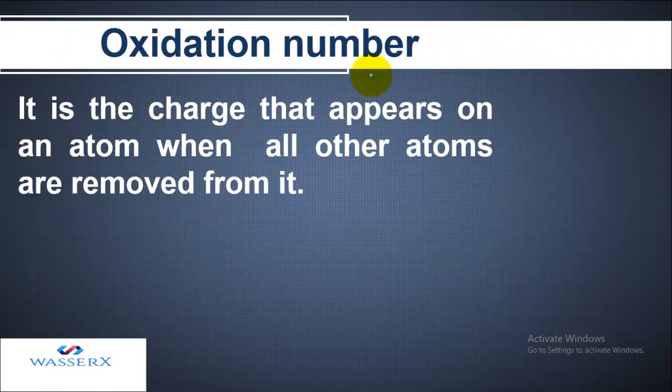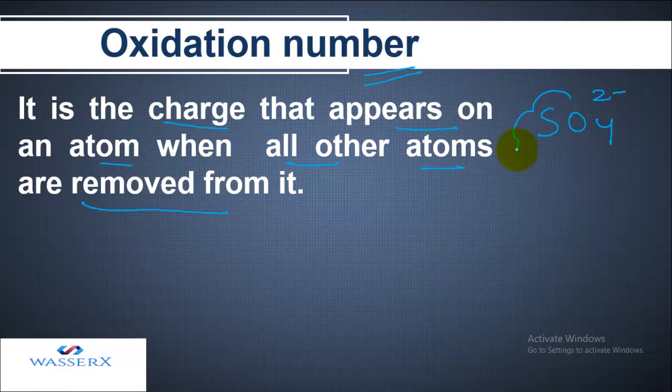Let's start with the topic: what is oxidation number. Oxidation number is actually the charge that appears on an atom when all other atoms are removed from it. Let's say I have a complex ion like SO4 2 negative. On SO4 there is a charge of 2 negative. But if I separate the sulfur and oxygen atoms, then they will have a certain charge as X or Y. Can be positive X, minus X, positive Y, or minus Y.